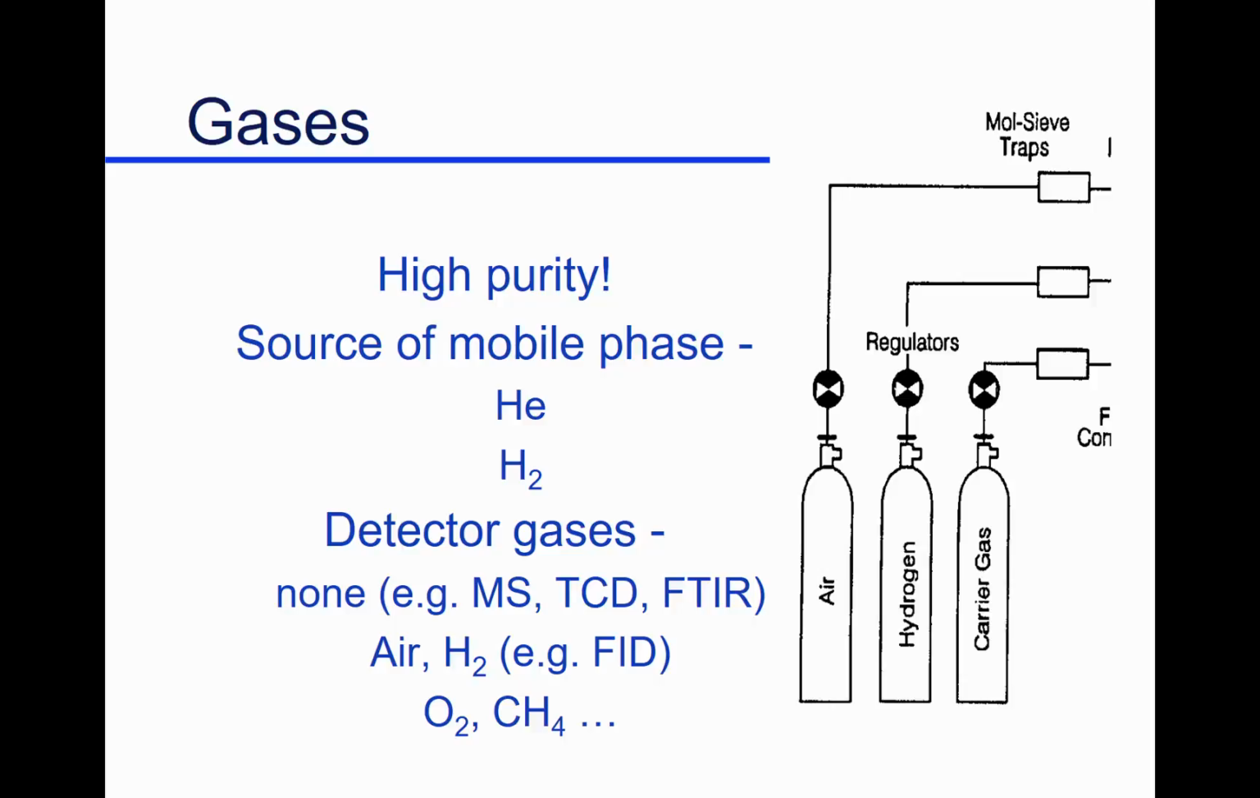Detector gases, I mentioned that already. The detector may need a special gas, or additional gases, and that really depends upon the type of detector you've got. As I said, for the hydrogen flame, our workhorse, we're going to have hydrogen and air. But for some other ones, we'll have special gases, oxygen, methane, or some other gas. For the most part, we're pretty happy with the three gases: hydrogen, helium, and air.